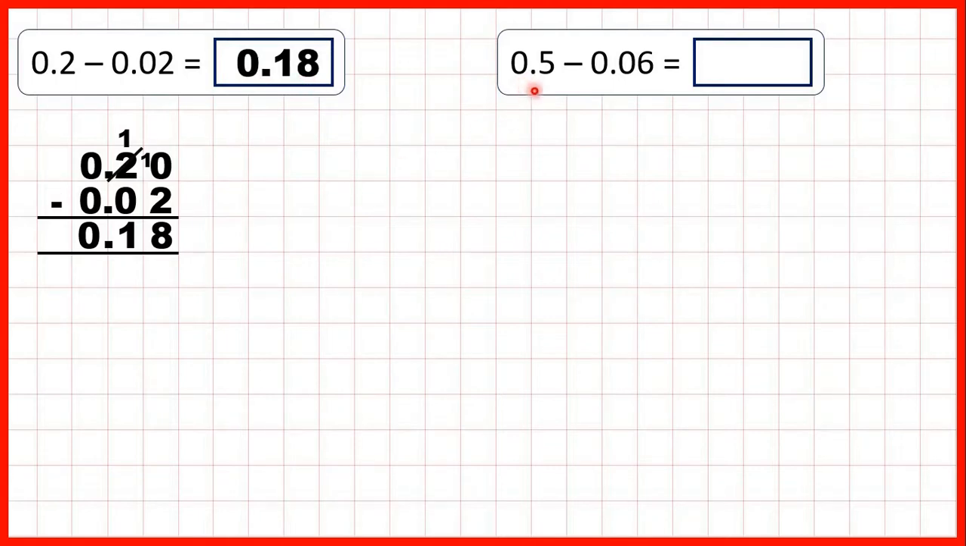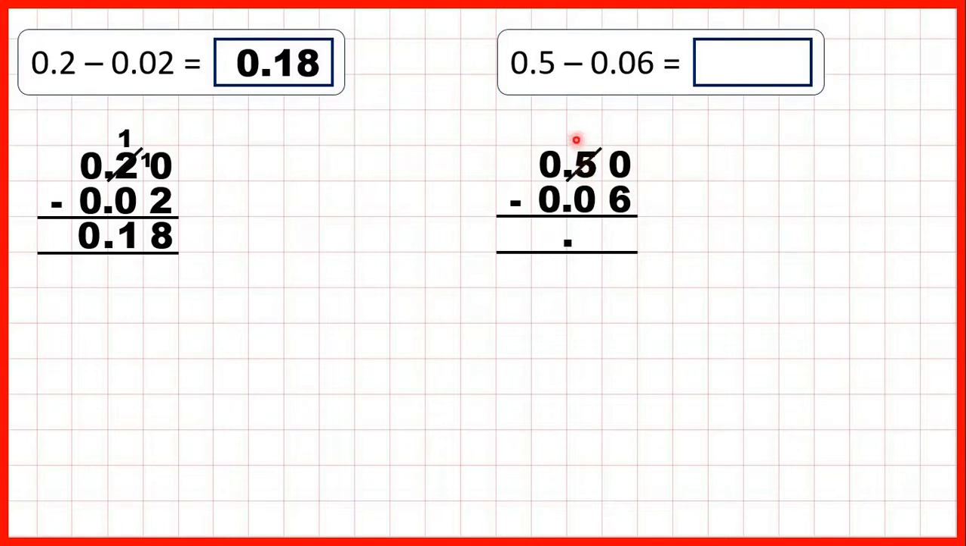Now we have 0.5 minus 0.06. So again, we write the numbers out with the decimal points lined up. We can write a 0 in this empty square because 0.50 is the same as 0.5, so we haven't changed the question. But now we can copy the decimal point down into our answer and subtract using column subtraction. We can't do 0 minus 6, so we go to the left, 1 less, 1 in front. 10 minus 6 is 4, 4 minus 0 is 4, and 0 minus 0 is 0. So that gives us 0.44.